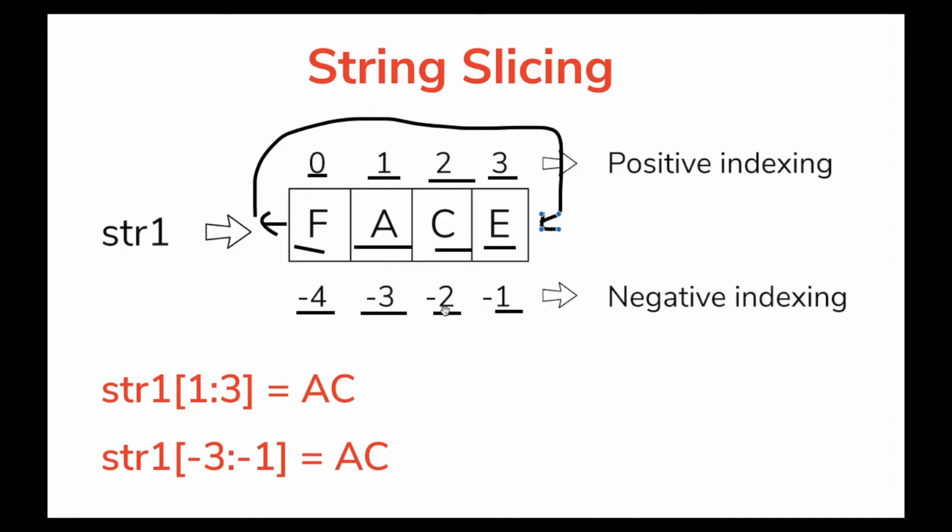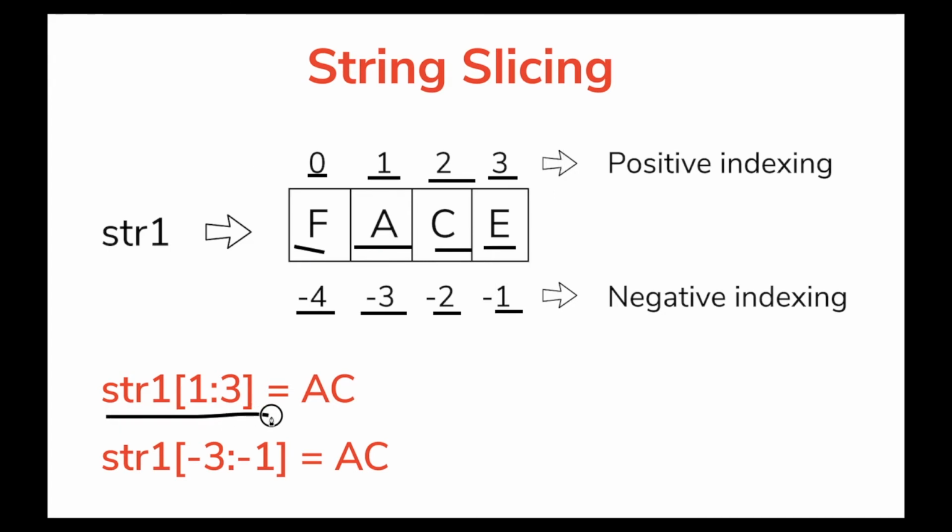Similarly, if we move -2, that is 2 spaces back. So 1 space back we got here. Moving another step back, we will be here at C, the second element. Moving another step from -2 to -3, we will be here. And moving another step backward to -4, we will be here. So negative indexes work too.